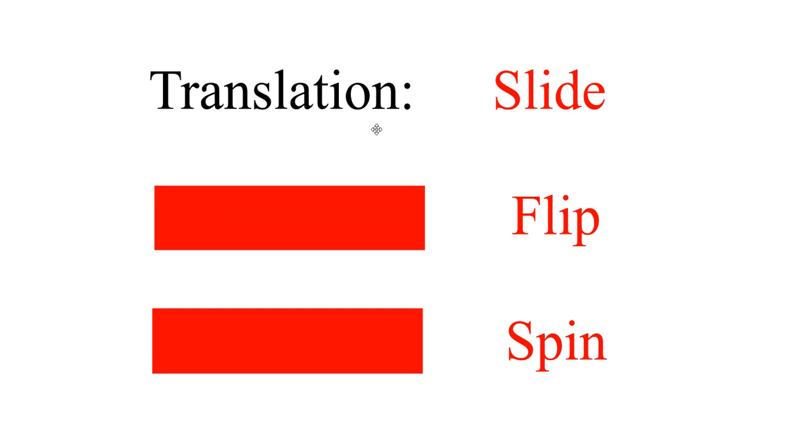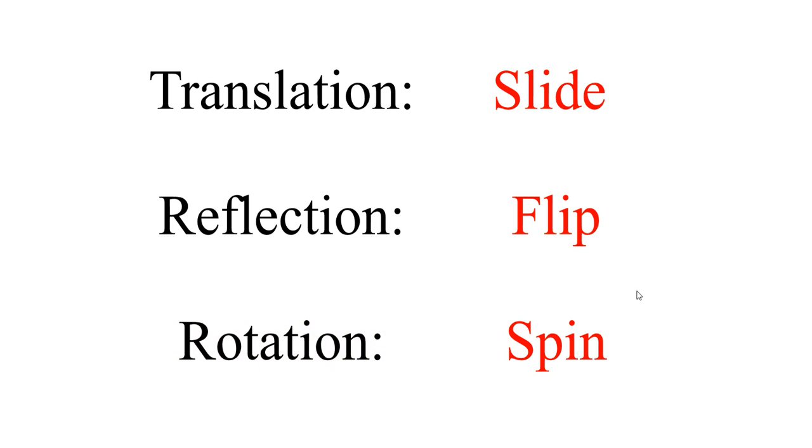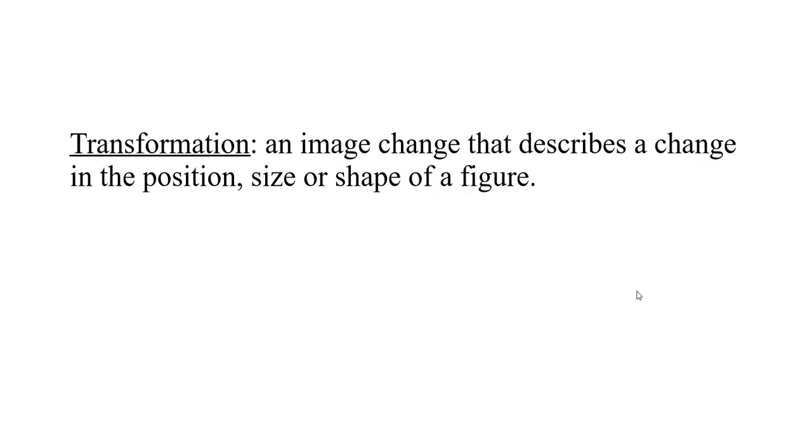A translation, another word would be a slide. Reflection, another word would be a flip. And rotation, another word would be a spin. So translation, reflection, rotation, these are the academic vocabulary that shows us how a figure can move. And that is what a transformation is, a change that describes a change in the position, size, or shape of a figure. We're going to concentrate in this video only on the position of the figure.